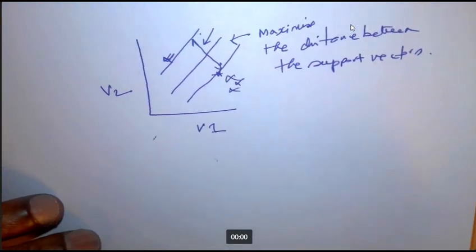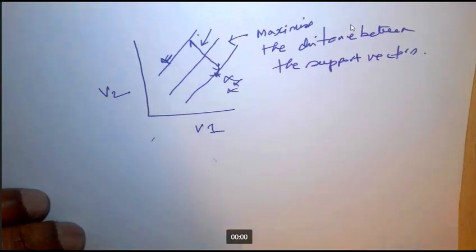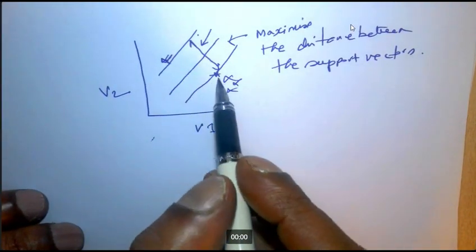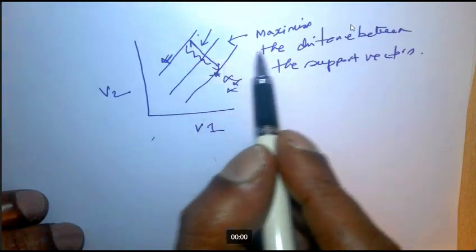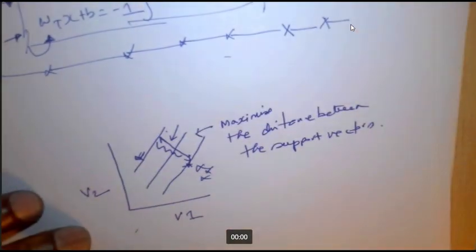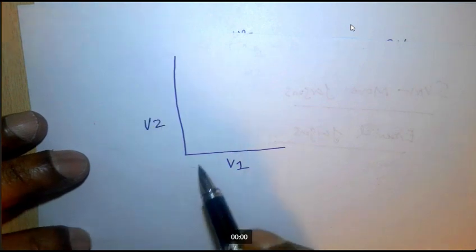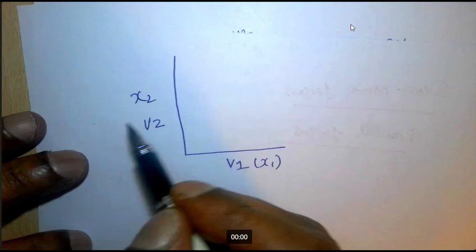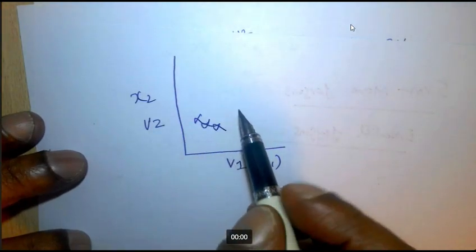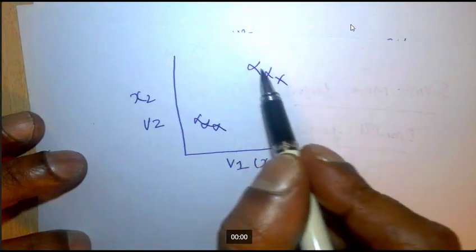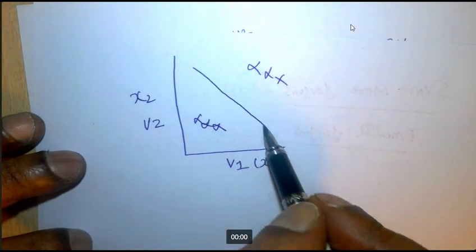So let's do some mathematical derivation that allows you to calculate the distance between these two support vectors, which we will call the margin. How to do that? For the sake of convenience, let's say we have a graph like that: variable 1 on one side, variable 2 on the other side, or we can put x1, x2 for convenience. Then we have a set of samples on this side, another set on the other side, and there is a hyperplane that looks like that.